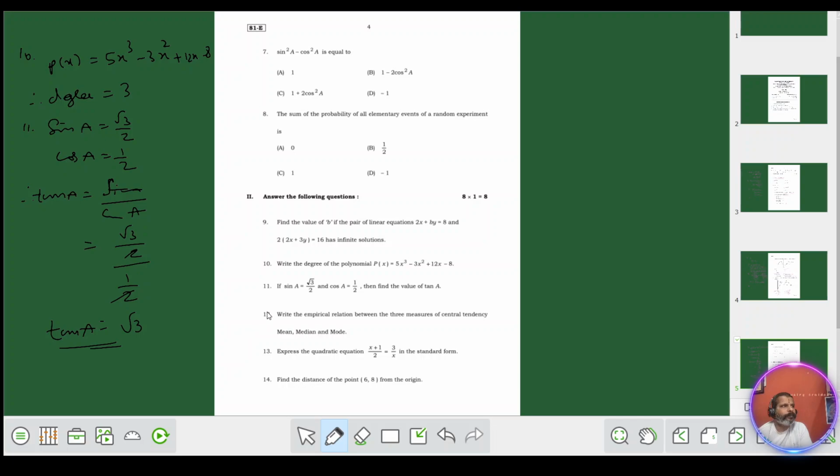Fine. It's simple only. Tan is sin by cos. Substitute the values, get the answer.